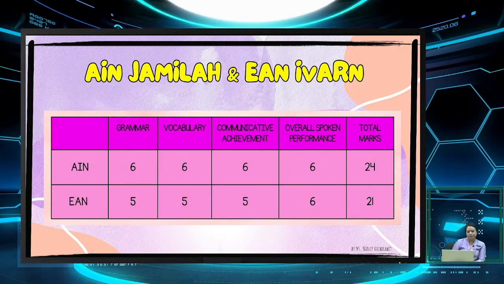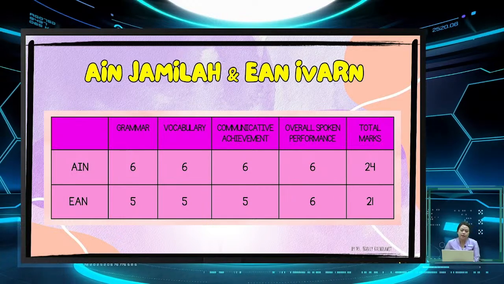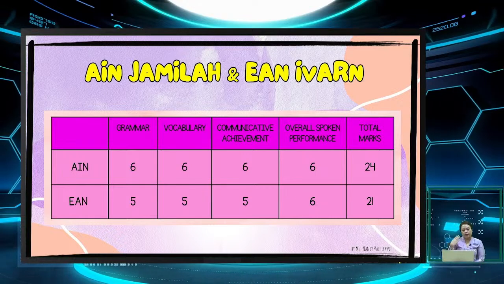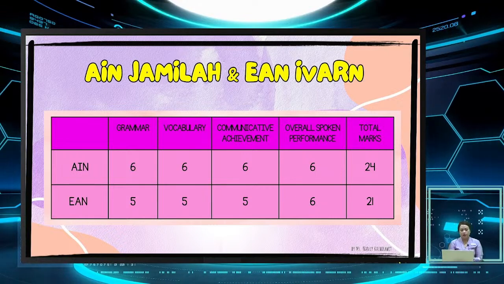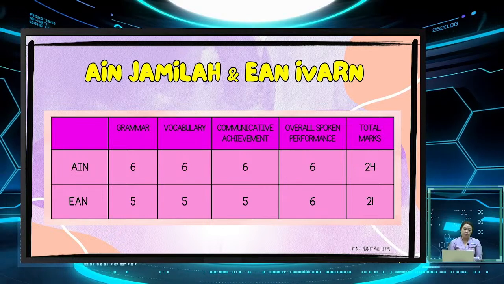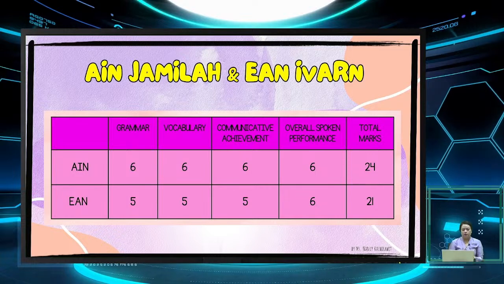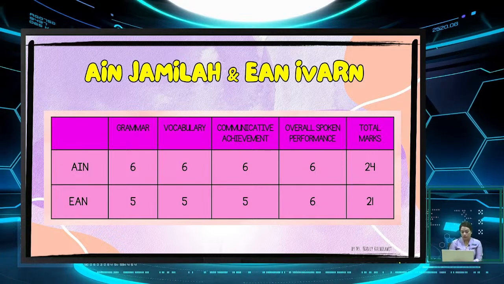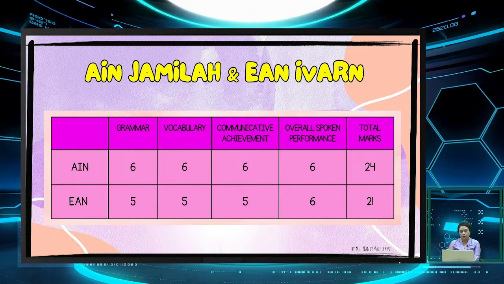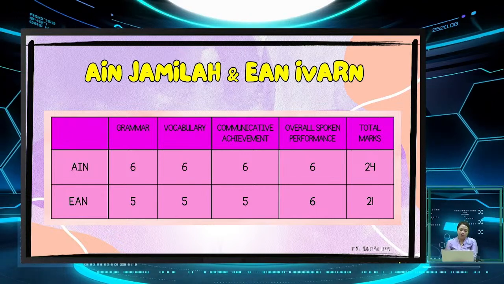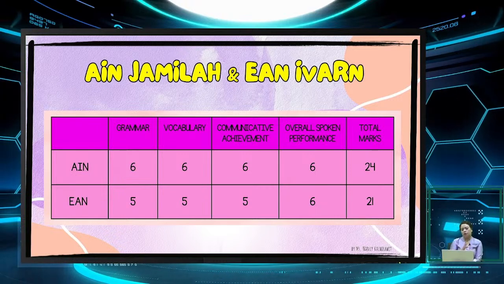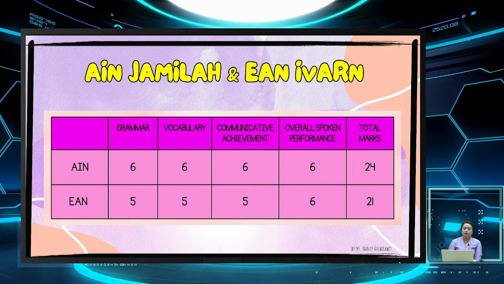All right. Okay, next is Ain and Ian. Ain Jamila and Ian. So Ain, as you can hear from the video just now, is perfect. She's very good at speaking English fluently. So Ain scored a full mark, 24. Ian scored 21. Grammar, vocab, CA 5 marks, overall spoken performance 6. Ain scored all perfect marks, 6, 6, 6, 6, 24.